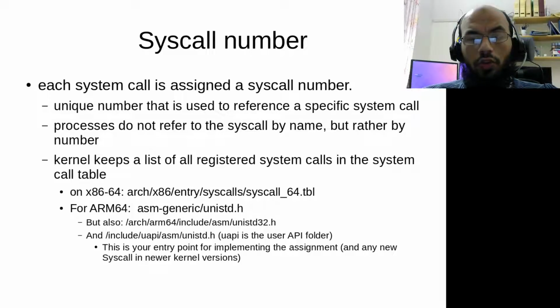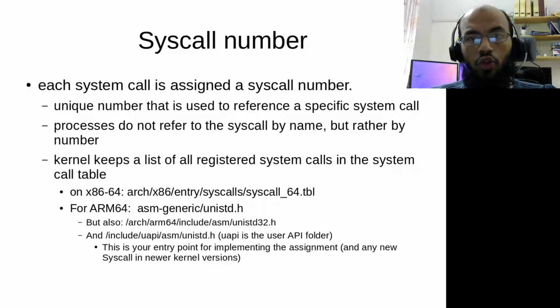You also have syscall numbers because each system call will get an assigned number, and the way that the application or the user-level call will call the system call will be using that number. So this number needs to be unique, and it needs to be unique throughout the kernel. So you cannot have two syscalls with the same ID.